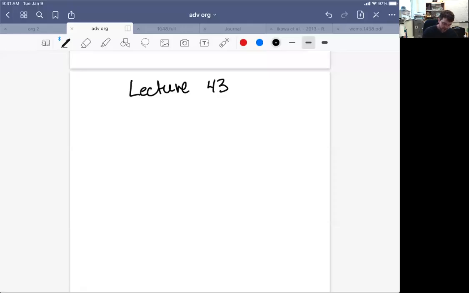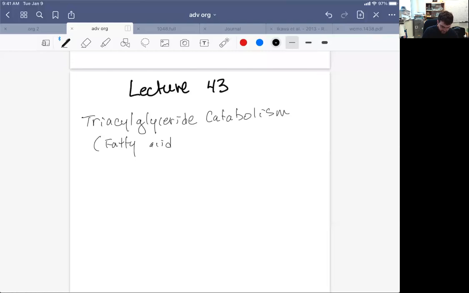So in this lecture, I want to look at triacylglyceride catabolism, excuse me, not fatty. I have to be careful when I use that term. So triacylglyceride, and really, so this is catabolism, sure. And it's really fatty acid catabolism or breakdown through beta oxidation is the overall process. So beta oxidation is the overall process.